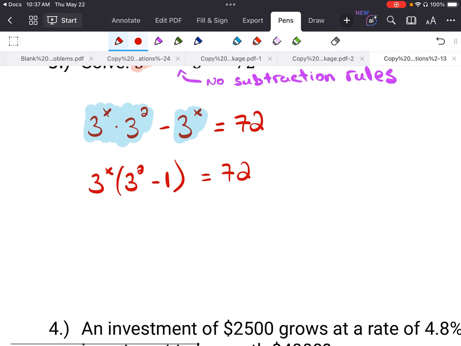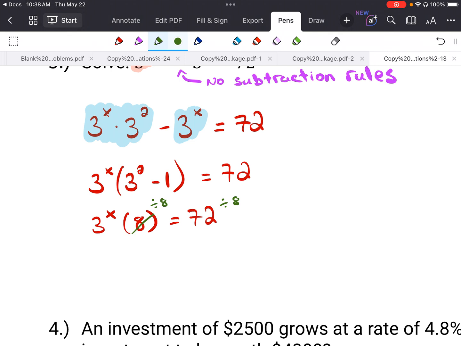Okay, 3 squared is 9, and 9 minus 1 is 8. Great, so we're still working at isolating that x, so we're going to divide both sides by 8 to get rid of that. Now we have 3 to the power x equals 9, and we know that 9 is the same as 3 squared, so x will equal 2.